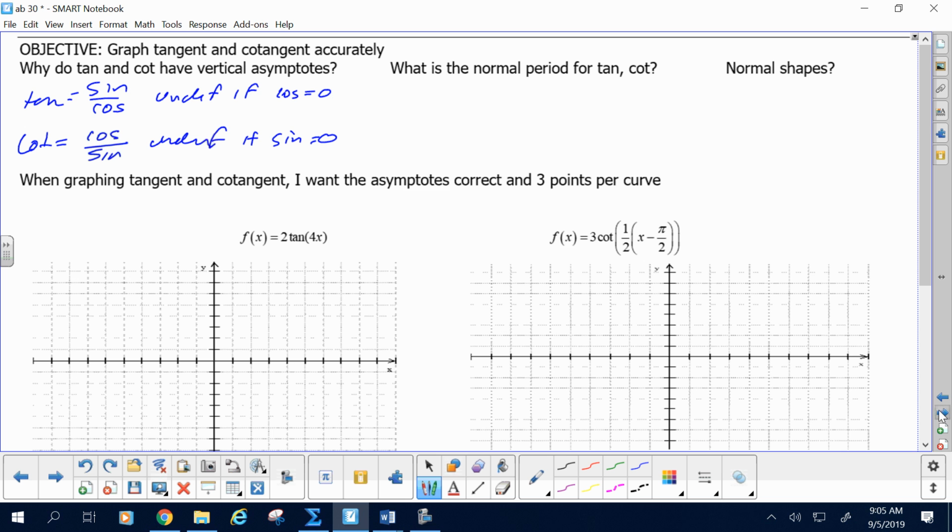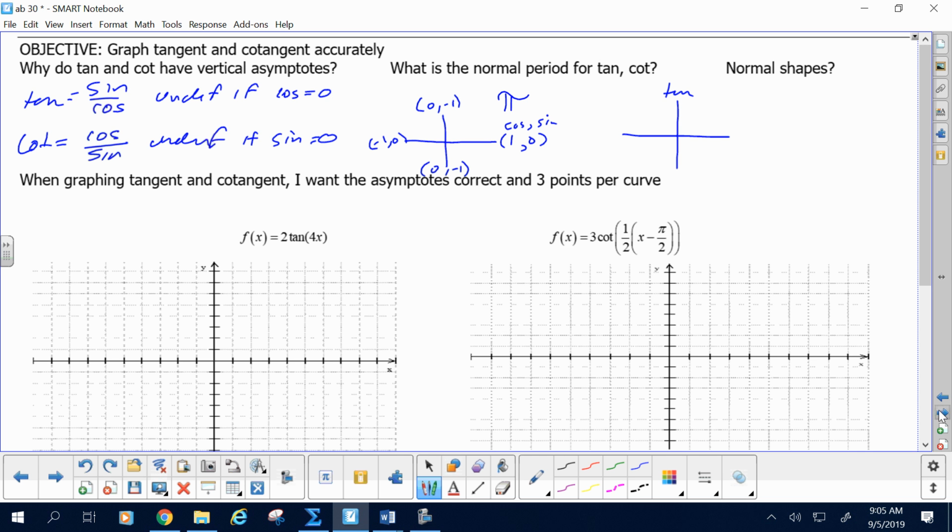What's the normal period for tangent and cotangent? It's not 2 pi, it is pi. A normal tangent. Think, wouldn't you agree that sine over cosine is the same as y over x? So if we look at the unit circle, isn't it 1, 0 there, 0, 1, negative 1, 0, and 0, negative 1, yay?